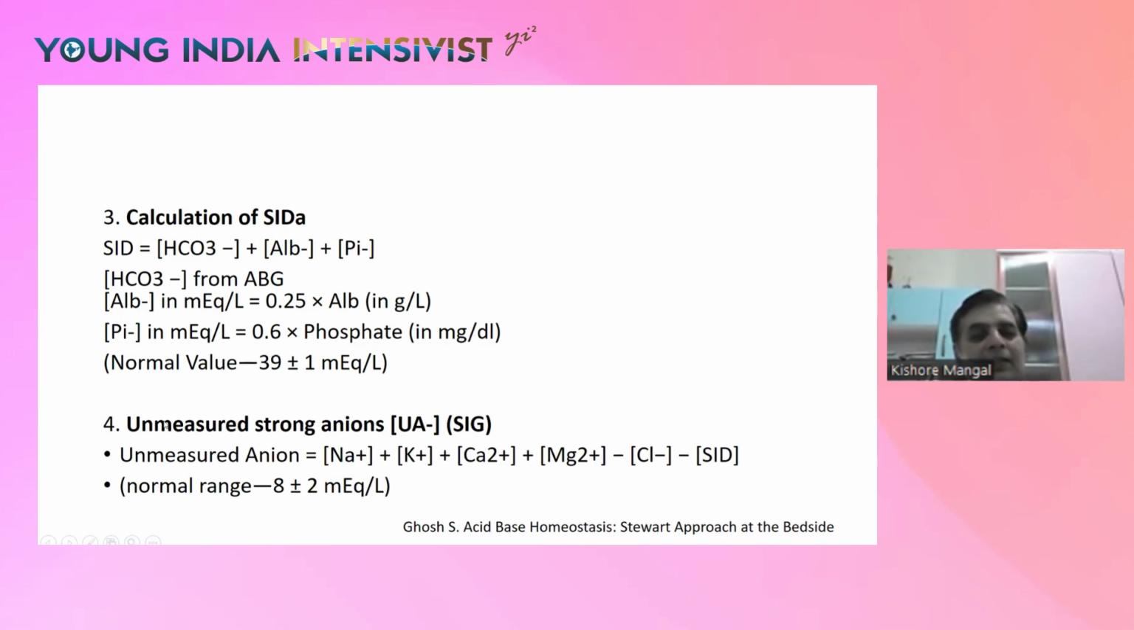And lastly, we have to calculate the unmeasured strong ion, which is the strong ion gap, or in the traditional one we call it the anion gap. So this is equal to sodium, potassium, calcium, magnesium, minus the chloride level. This is the strong anion, and the strong ion difference, or the SIDa. So this becomes SIG. Okay. The normal level is around 8.